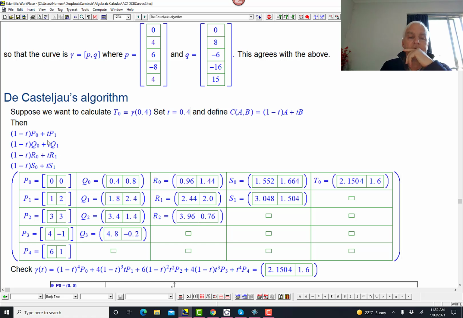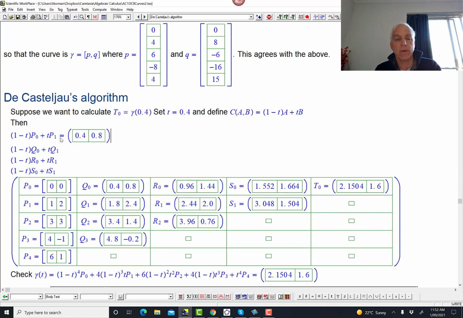So suppose I calculate this thing here now. 1 minus t p0 plus t p1. I can just evaluate that. I get 0.4, 0.8. Okay, so that was what we called Q0. So here's the result of that. It's Q0 is 0.4, 0.8. Now that's a very easy calculation. We know P0, we know P1, we know what t is. So we're taking 0.6 times P0 plus 0.4 times P1.